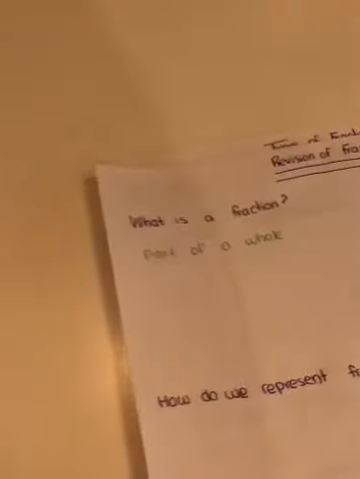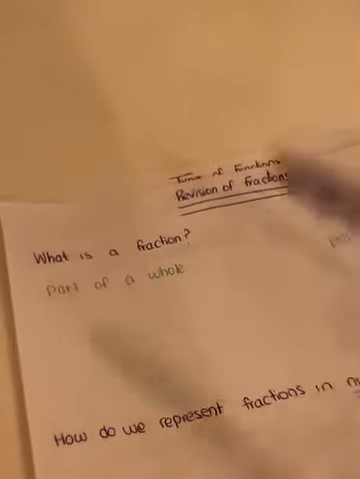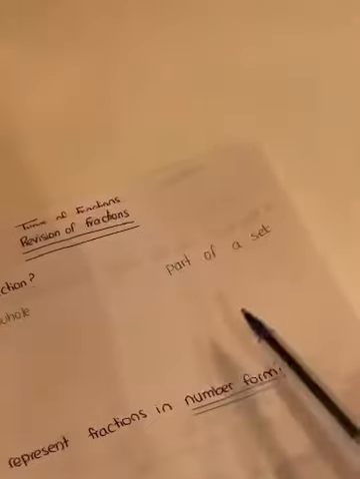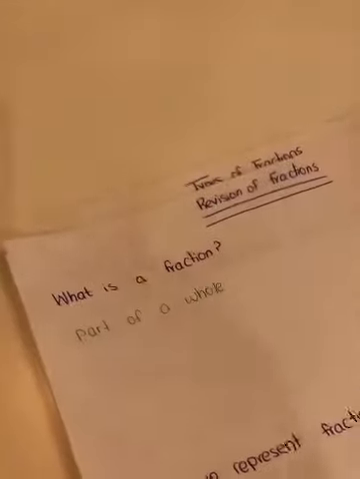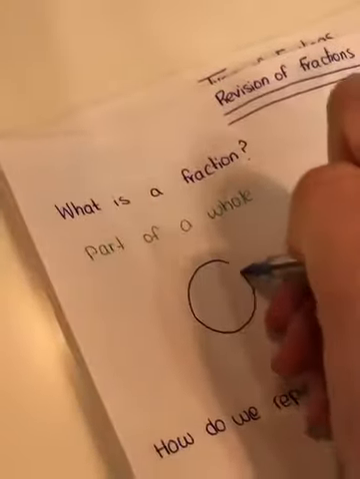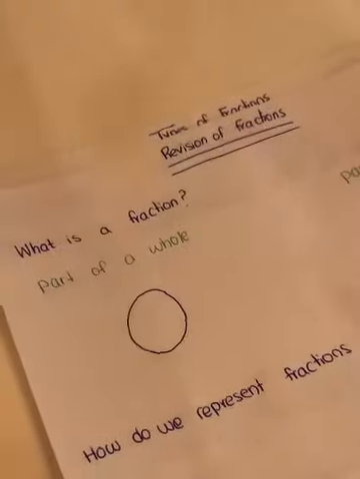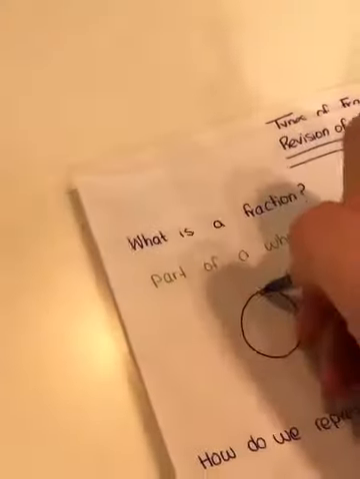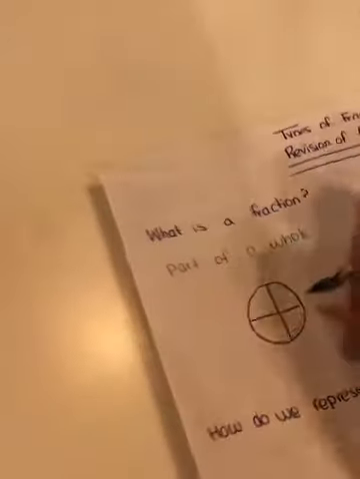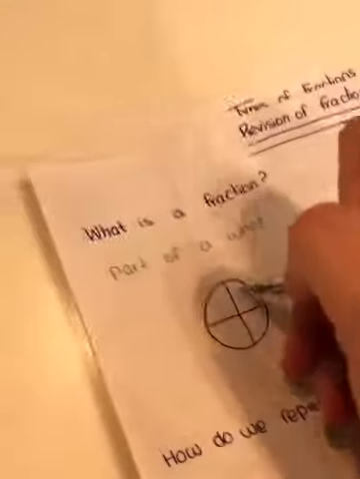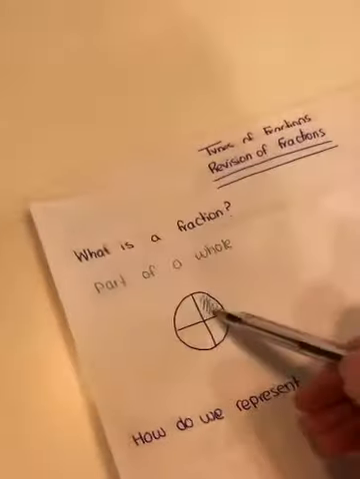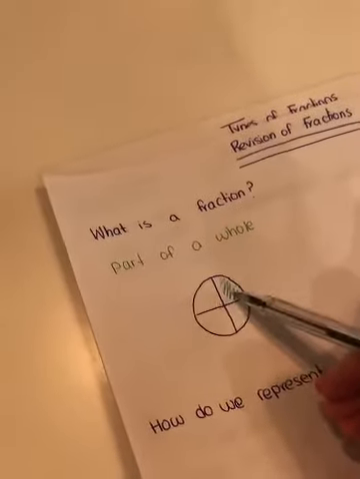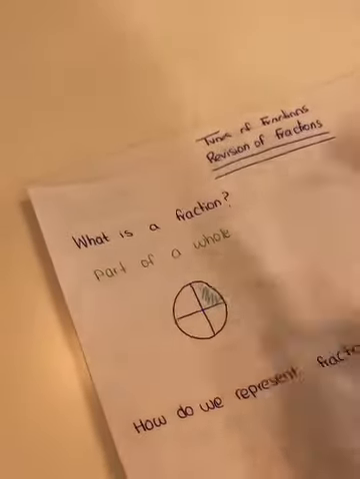So let's start by defining a fraction. What is a fraction? A fraction can be a part of a whole or it can be a part of a set. So let's give examples of both. A part of a whole is when I draw a circle, or it can be a square or a rectangle or many other shapes, and divide that shape into several parts. Then, if I shade one of the parts, this is called a fraction. This shaded part is a fraction because it's a part of the whole circle.